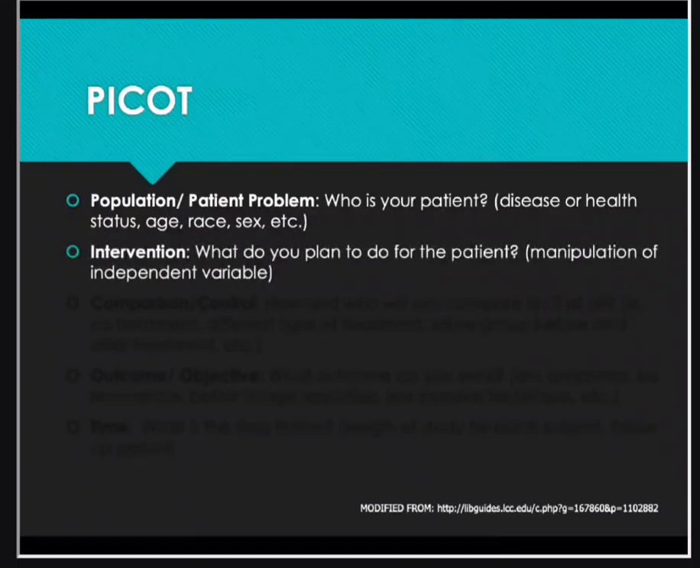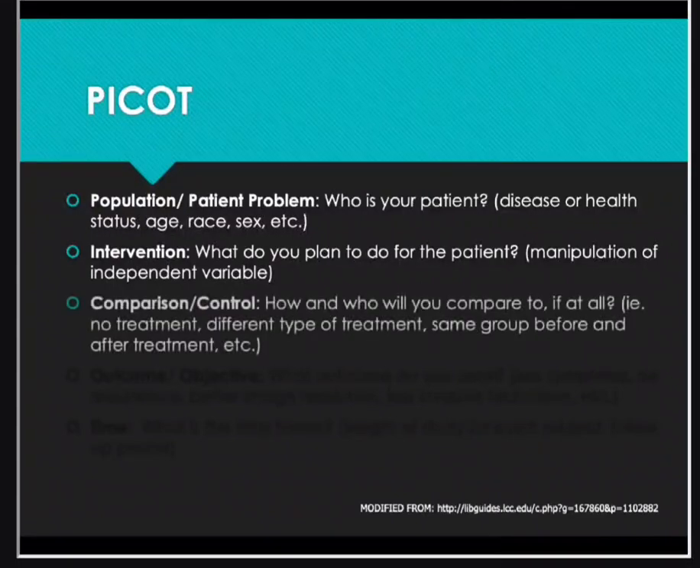The I is the intervention. What are you planning to do to at least some of these individuals? Are you going to manipulate the independent variable? For some of you, there might not be an intervention. If you're just going to watch the normal course of events, then you wouldn't have an intervention. So then you're going to say no intervention will be performed.